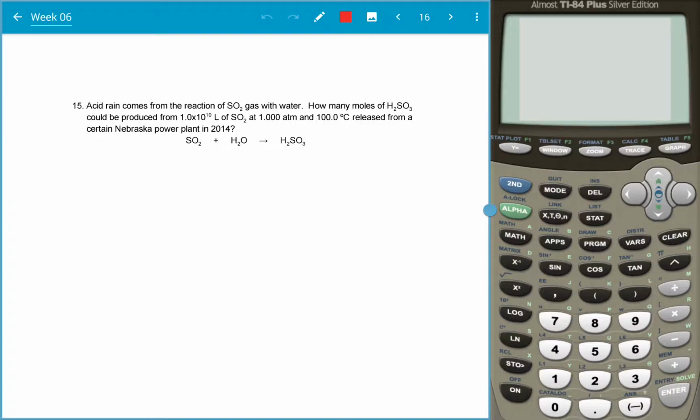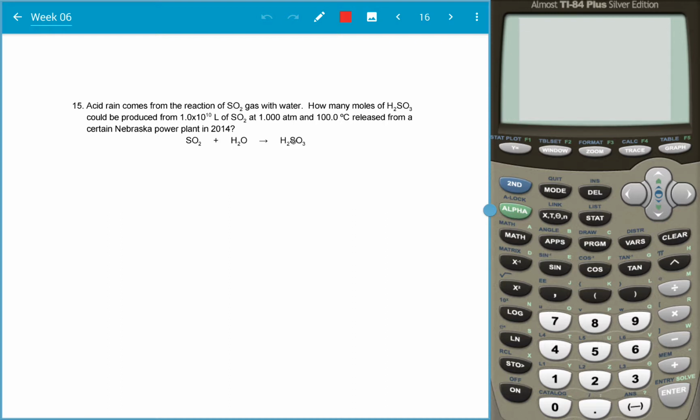Acid rain comes from the reaction of sulfur dioxide gas with water. How many moles of H2SO3 could be produced from 1.0 times 10 to the 10th liters of SO2 at 1.000 atmospheres and 100.0 degrees Celsius, released from a certain Nebraska power plant in 2014?